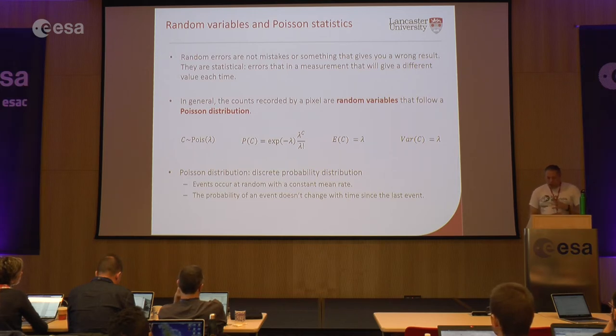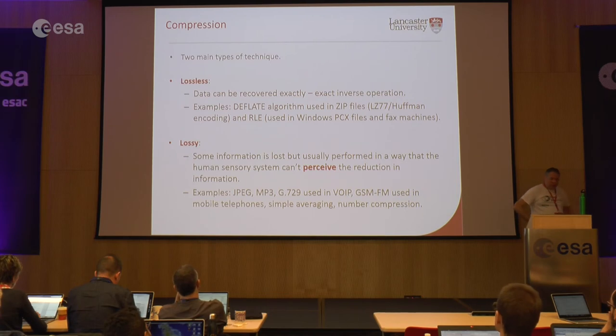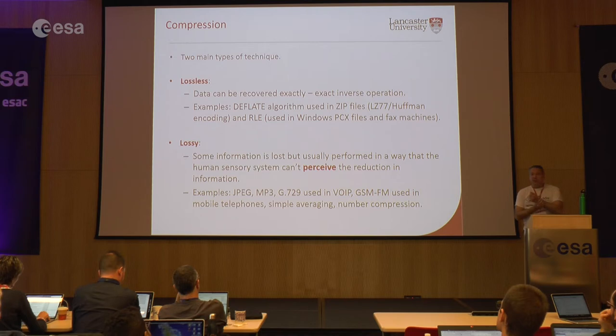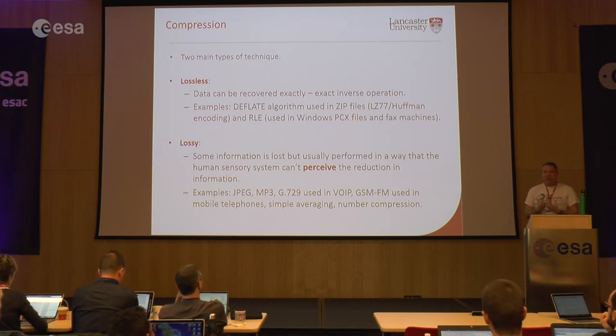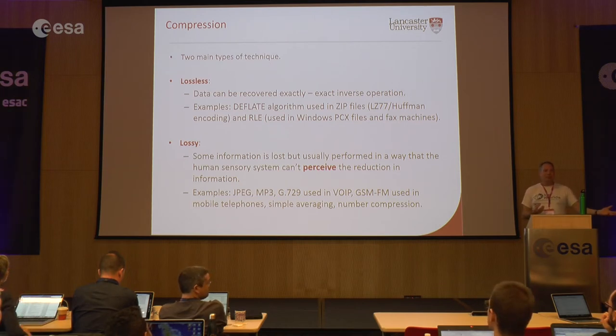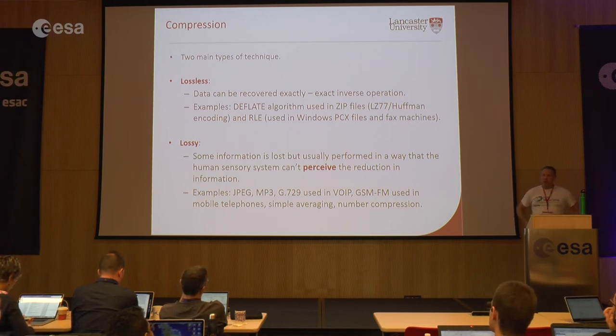So one systematic that is not talked about very much, and really does introduce an error, is the effect of compression in the data that we send back to Earth. There are two main types of technique for compressing the data. I would say that this is becoming more pressing with time, because instruments are capable of collecting far more data now than the spacecraft can send back to Earth. So nearly every instrument will do some form of compression on board.